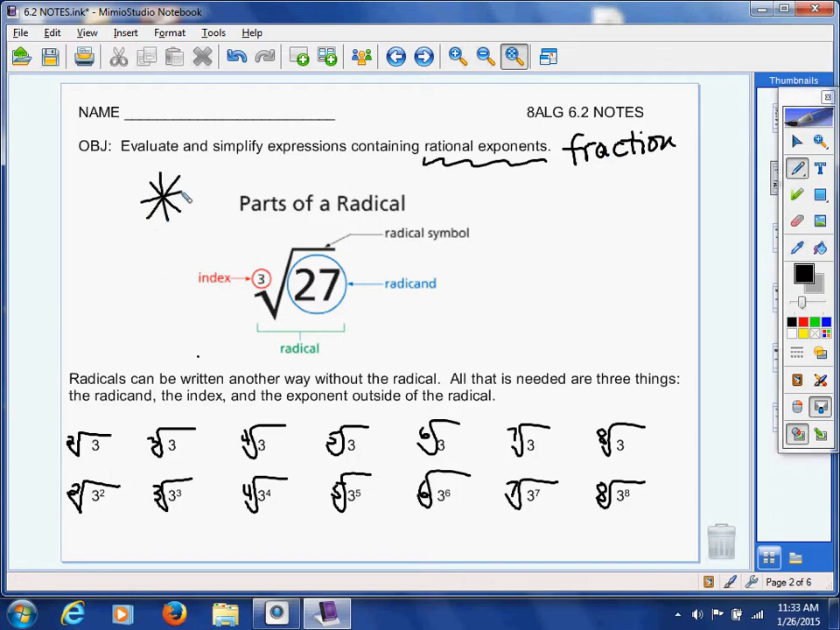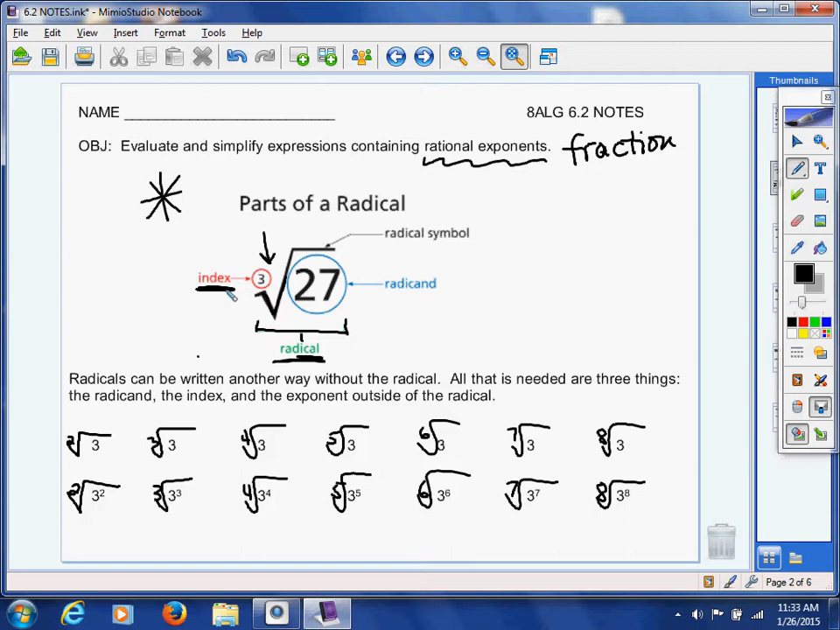Now the whole thing is a radical. Okay, the whole thing. There's a number that's in the crook of this elbow here, okay? And that number that's there is called the index, okay? And if it's the number 2, you don't typically see that.